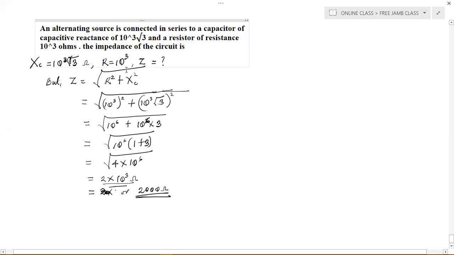The resistance is 10 raised to power 3 ohms. So this impedance Z, which is unknown, is the square root of R squared plus XC squared. So we have 10 raised to power 3 squared plus 10 raised to power 3 root 3 squared. That's 10 raised to power 6 plus 10 raised to power 6 times 3, which gives 4 times 10 raised to power 6. Then we get 2 times 10 raised to power 3 ohms, or 2000 ohms.